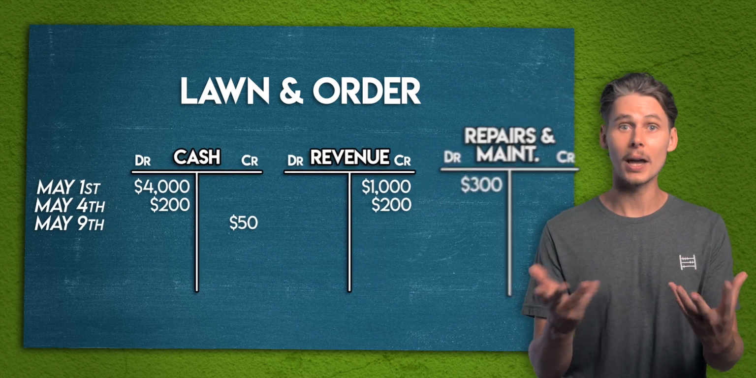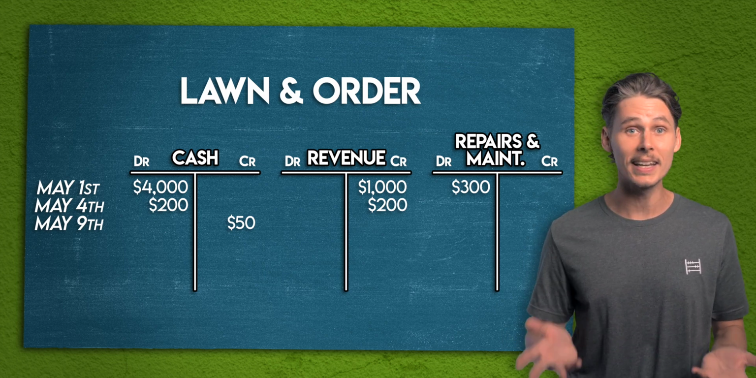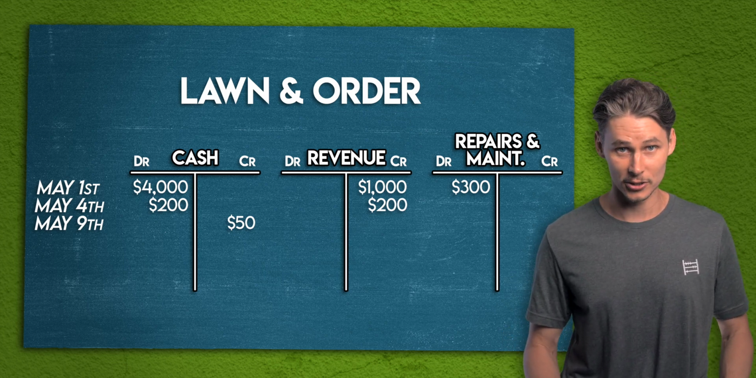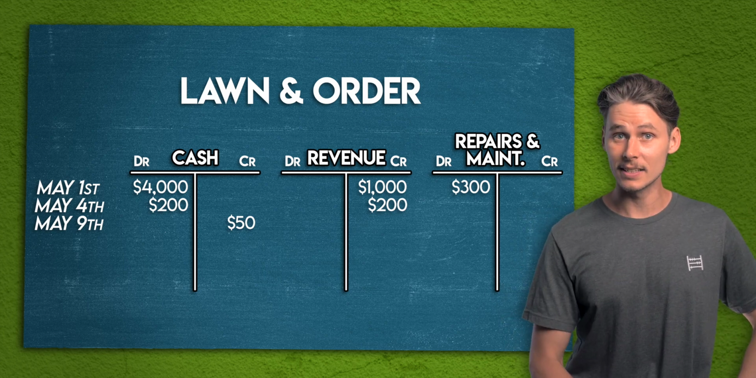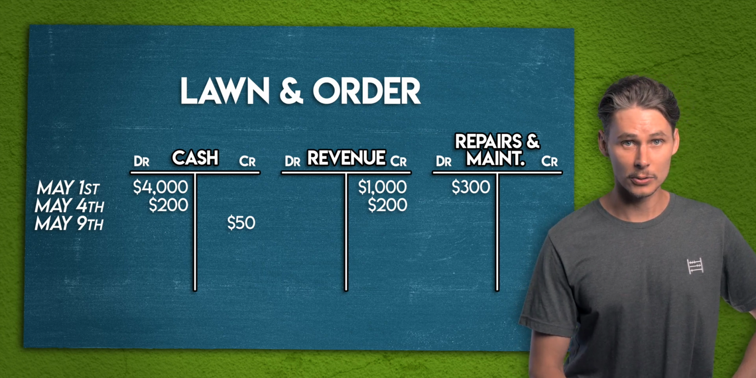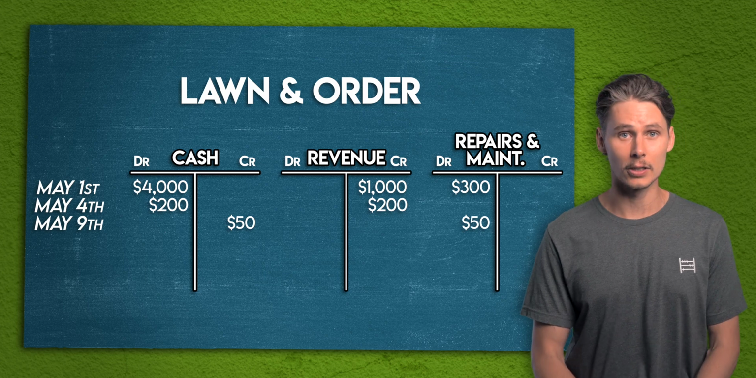This new blade was a maintenance cost incurred by your business, so you need to record an increase in repairs and maintenance. Repairs and maintenance is a type of expense, the first E in DEALER, so it's a normal debit account. We increase it by debiting the left of the T account by $50.